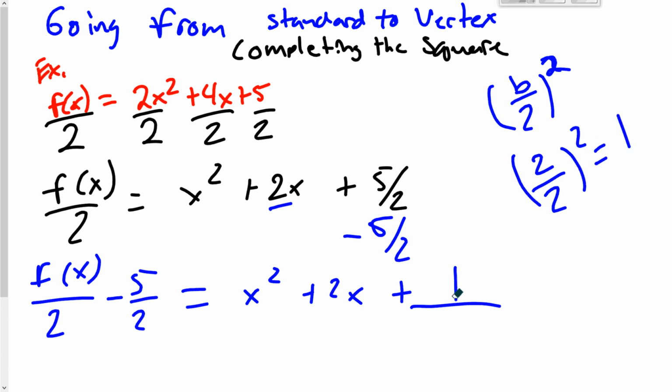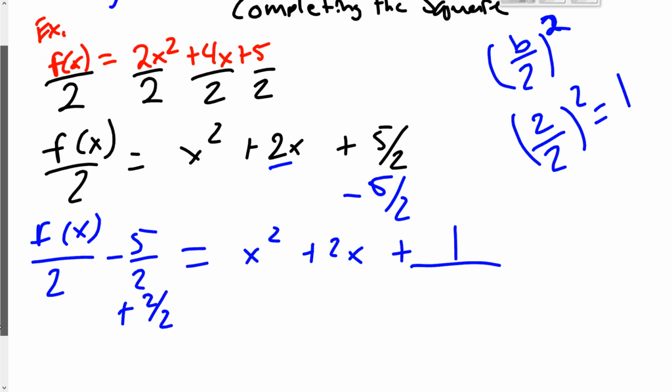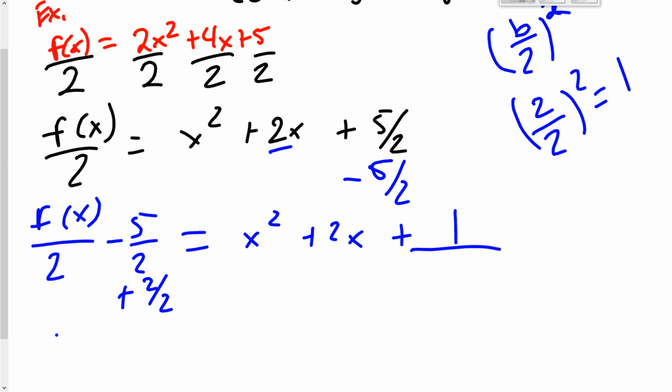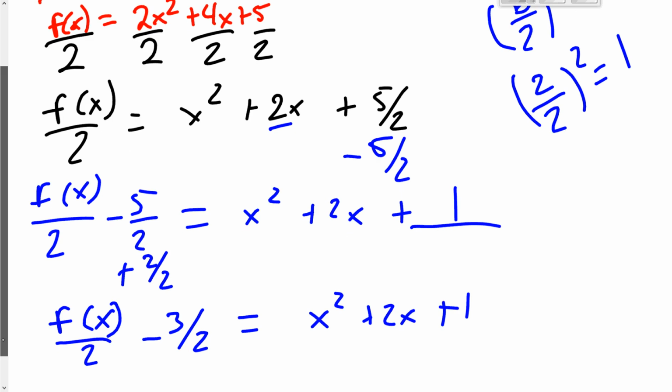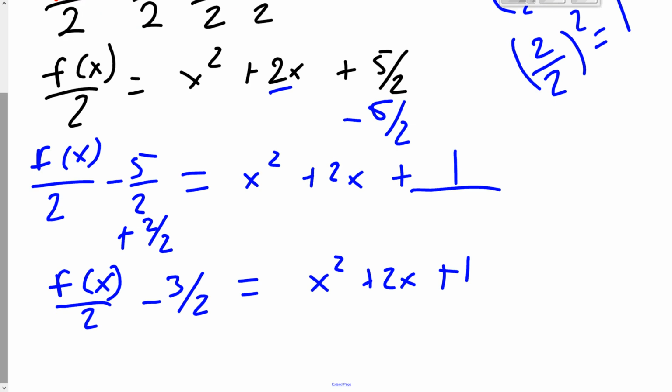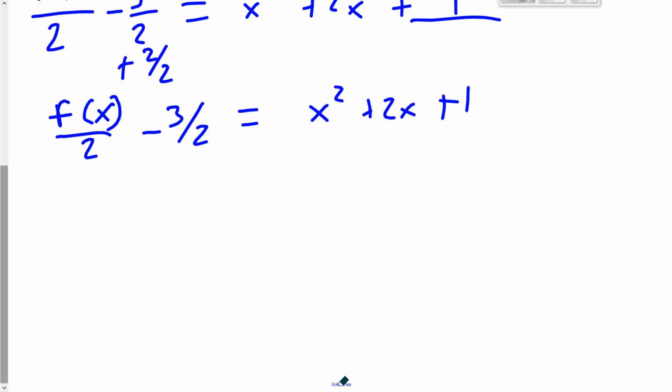So we're going to add it to this side, and we're going to add it to the left side too, but I'm going to add it as 2 over 2, which is still 1, because then I have a common denominator. Now we can add that together. So we get f of x over 2 minus 3 over 2 is equal to x squared plus 2x plus 1. Now the next step is to factor the quadratic side. So we get x plus 1 times x plus 1, or just x plus 1 quantity squared.